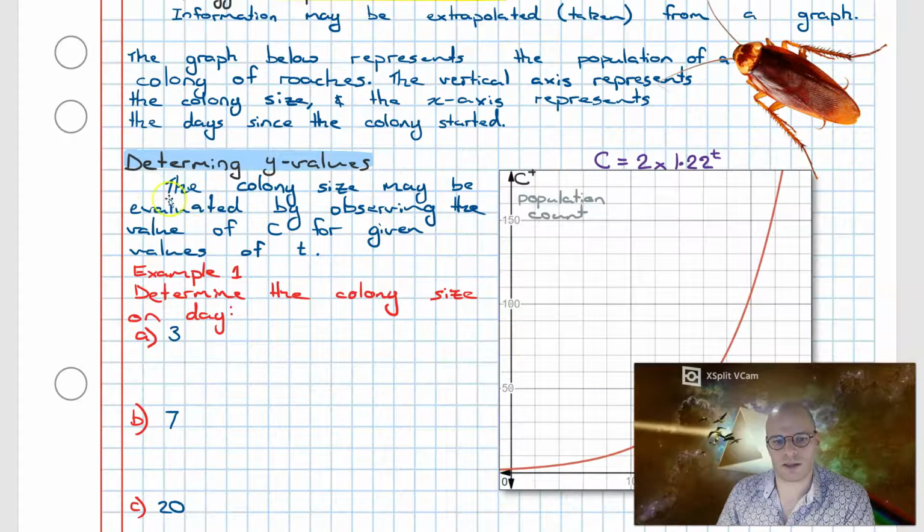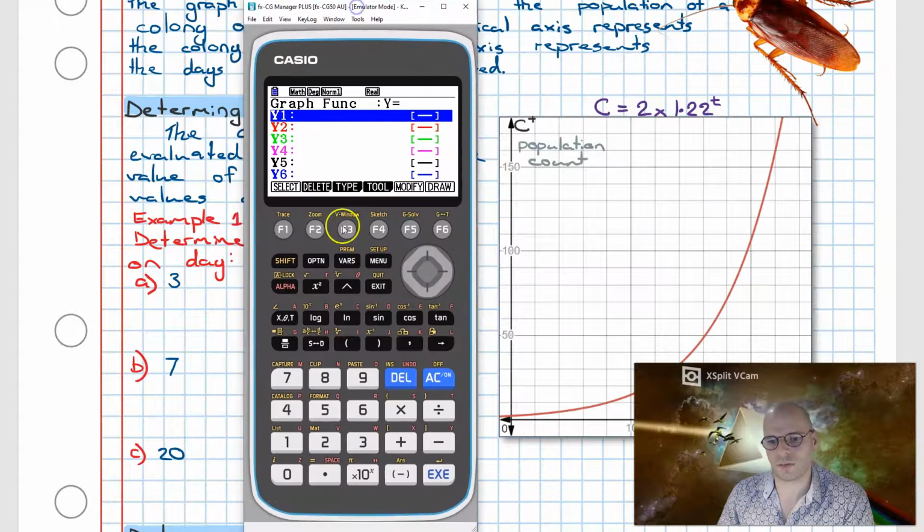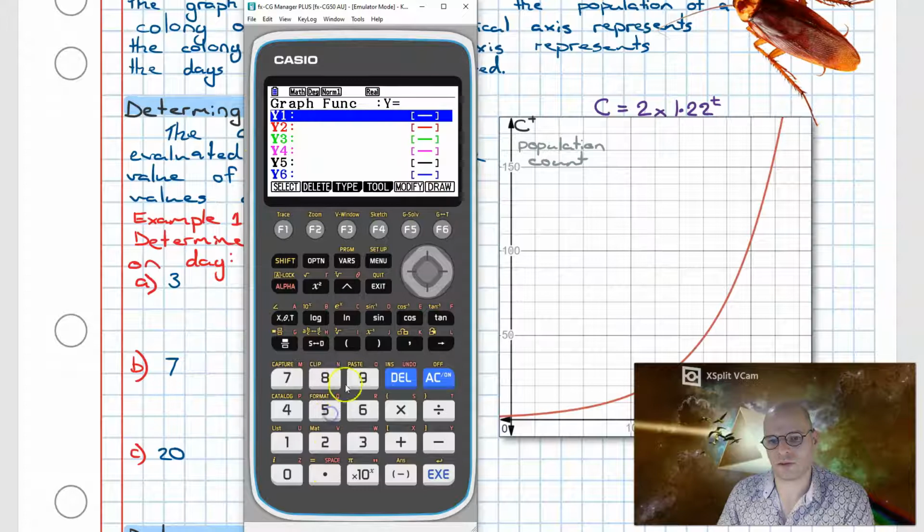In part 1, the colony size may be evaluated by observing the value of C for given values of T. So determine the colony size on day 3, 7, and 20. Now to enter this question we need to bring up our calculators and go into graphing mode. So we go menu, and then we go 5 for graph.